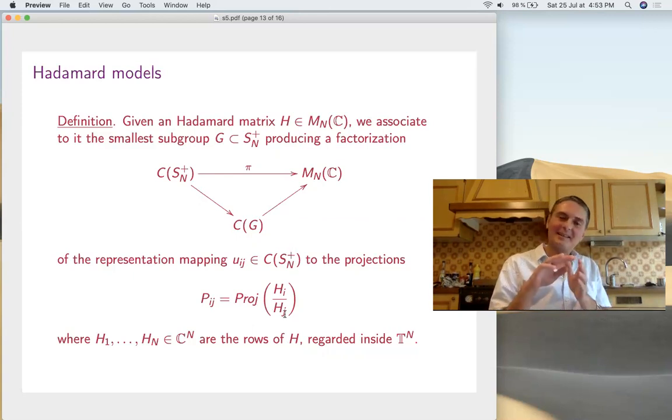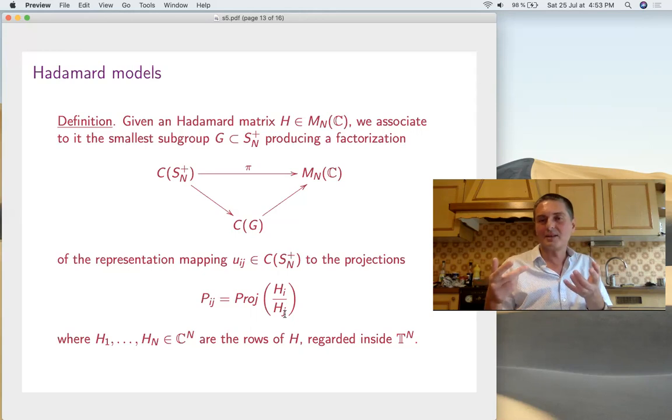And if you look at the rank 1 projections on these things, they sum up to 1 on each row and each column. I mean, that's just the Hadamard condition. So they form a so-called magic matrix, and that's what's needed for having a representation of C(S_n^+).